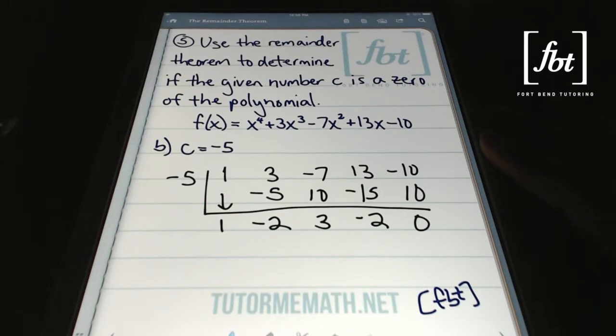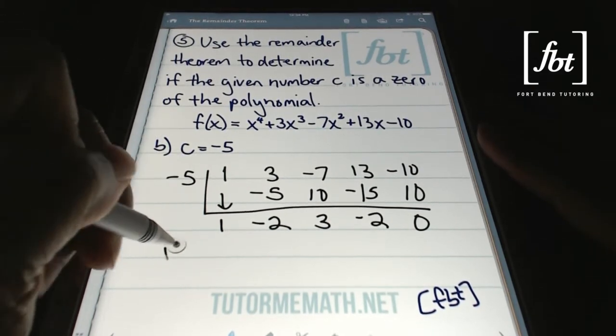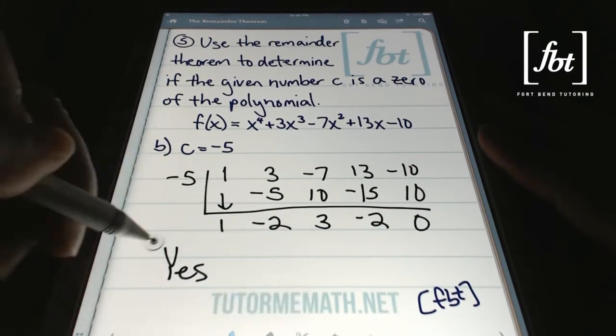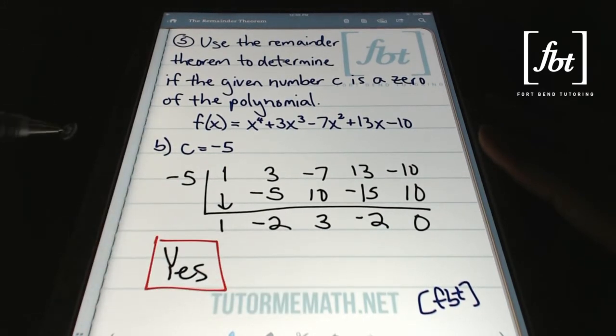And once you combine that, notice that we end up with a remainder. Our remainder here is 0. Anytime you end up with a remainder of 0, that confirms that you are dealing with a 0, aka an x-intercept of the original function. So the answer to this is yes. Yes, -5 is a 0 of the polynomial. So we can use the remainder theorem to verify whenever you have x-intercepts. So whenever you're dealing with x-intercepts and you need to verify that, you can use the remainder theorem, okay?